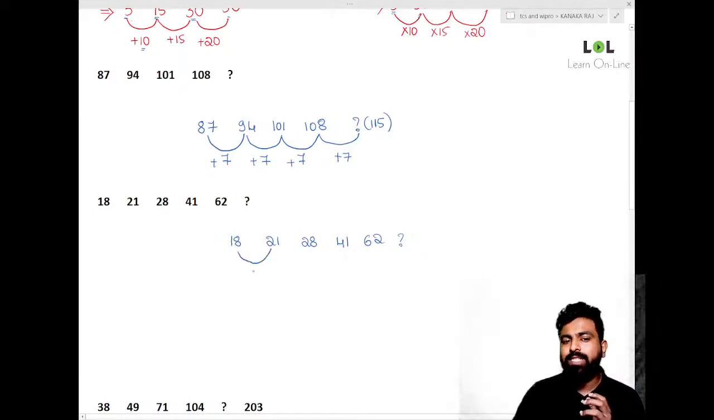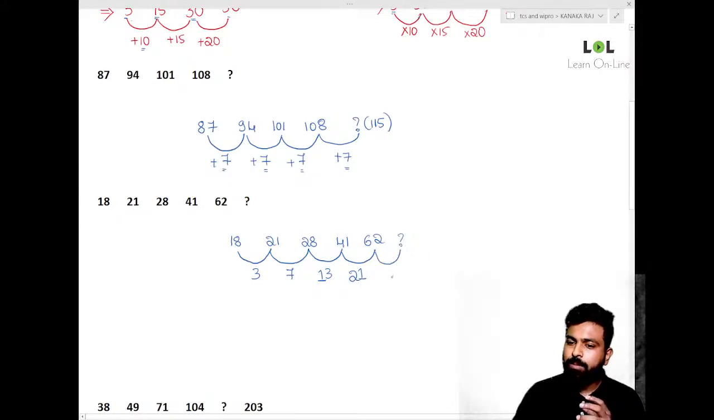18 and 21, what is the difference? The difference is 3. 18 plus 3 gives you 21. 21 plus 7 gives you 28. 28 plus 3 gives you 31, plus 10 gives you 41. 41 plus 1 gives you 42, plus 20 gives you 62. In the previous case, all the differences were the same, so you could easily tell that the next number is 115. So what about this series here? How do you determine it?